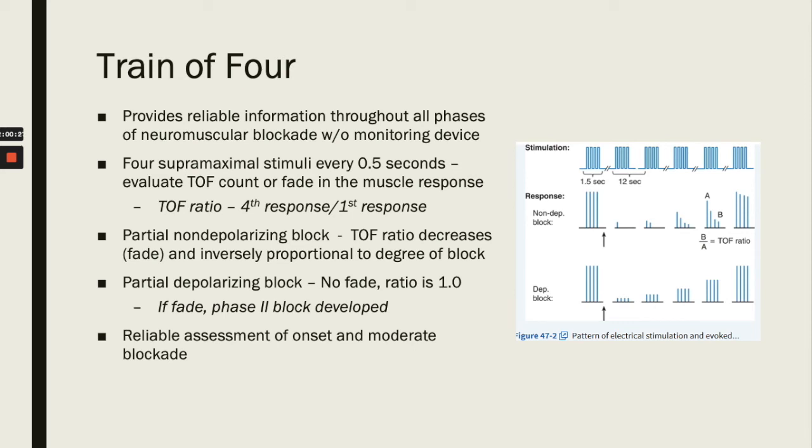But Train of Four is best for just doing an assessment of the onset of neuromuscular blockade and moderate blockade. But if you have a deep or intense neuromuscular blockade, Train of Four would not give enough stimulation to try and see what's going on.